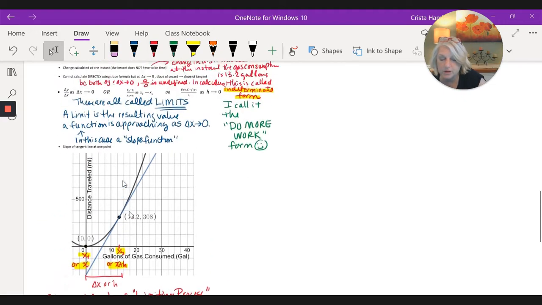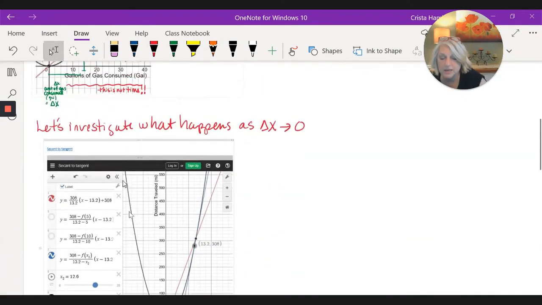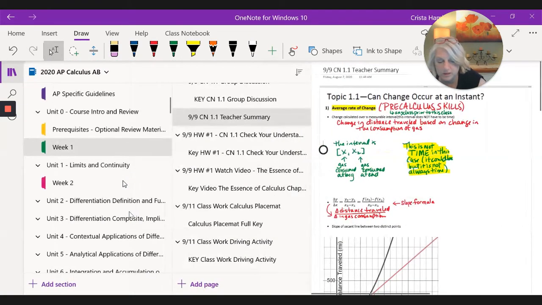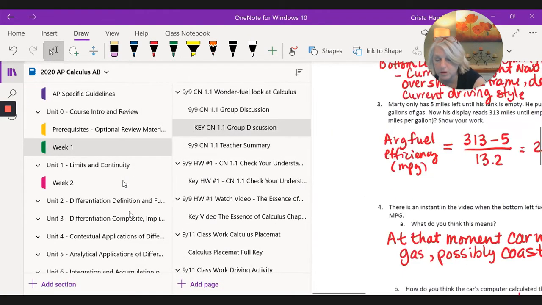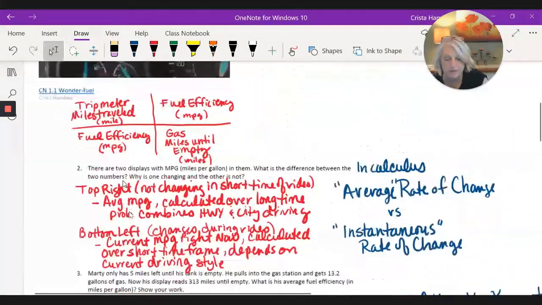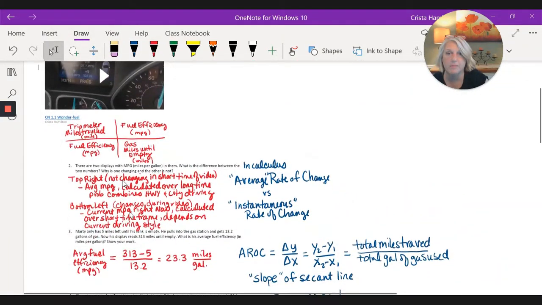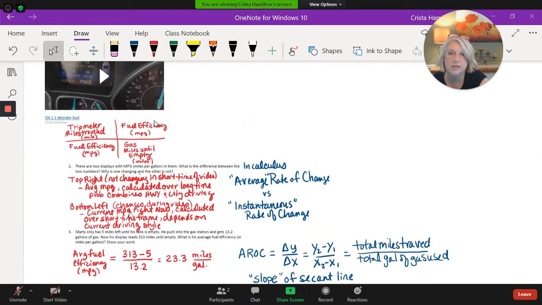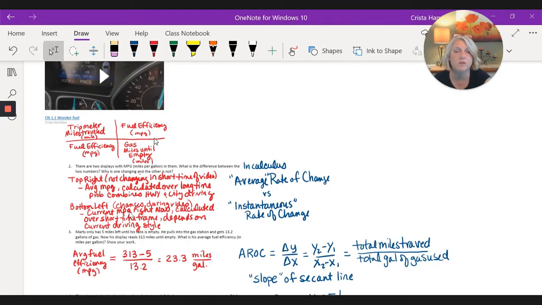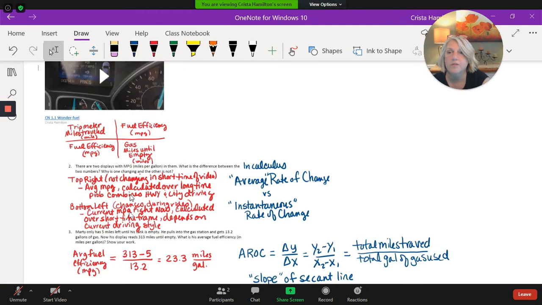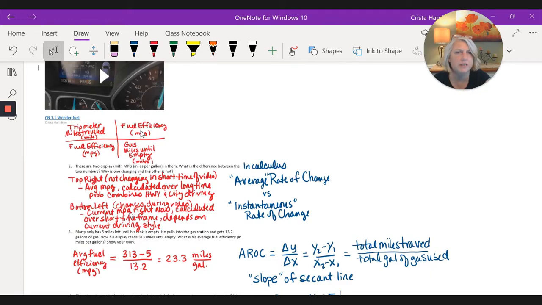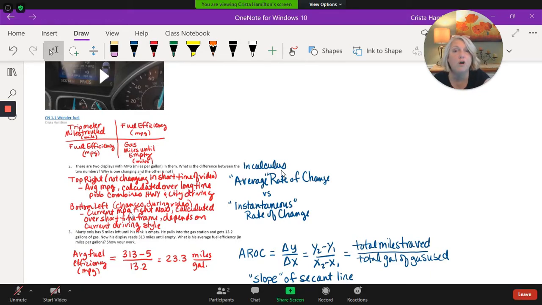And one of the things, as we take a look at this idea, is to go back to the group discussion that you guys were having. I made some little notes over here on the side. Here's the key, and I'll distribute this to you so that you can compare it to the answers you came up with in your group. The top right one is the average rate of change. It wasn't really changing, it stayed the same the whole time, because that's calculating over the long term.